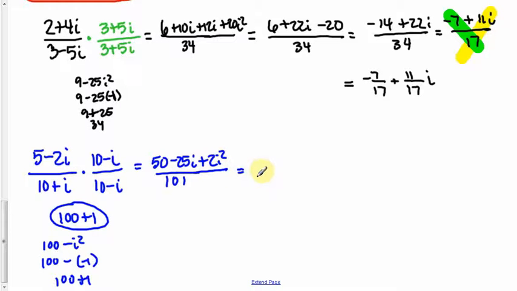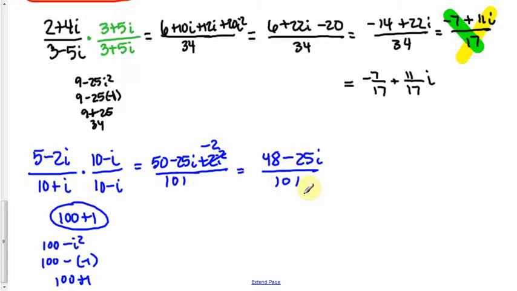Is that wrong? Did I do something wrong? I might have. It gets late on me. We good? You think I'm good, Christopher? Okay. All right. 2 times i squared is 2 times negative 1, which is what? So 50 minus 2 is 48, minus 25i over 101.